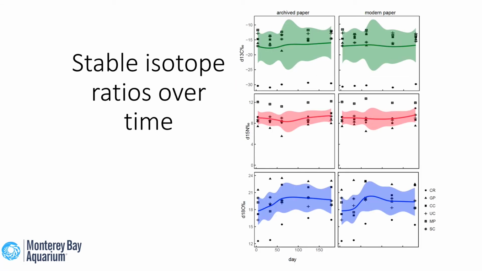Similarly, for carbon, nitrogen, and oxygen stable isotopes, there was no difference between values on the archived paper on the left or the modern paper on the right. Carbon and nitrogen isotopes showed no change over 1 year of drying and curing, while oxygen showed an enrichment in the first couple months, likely due to humidity in our storage.